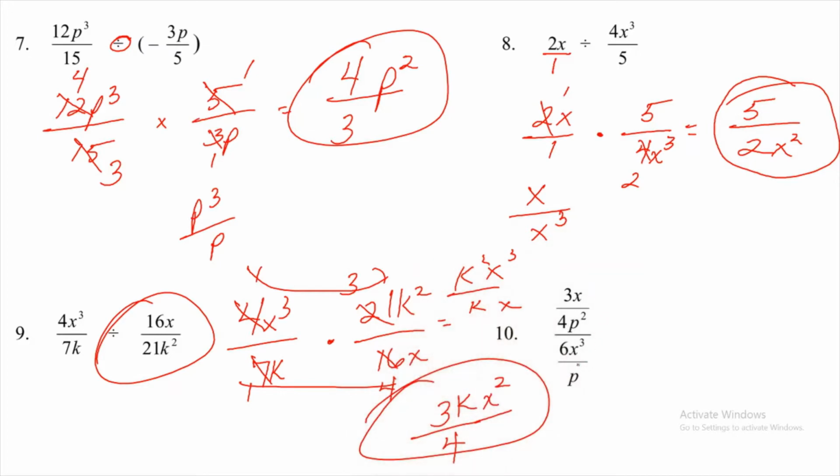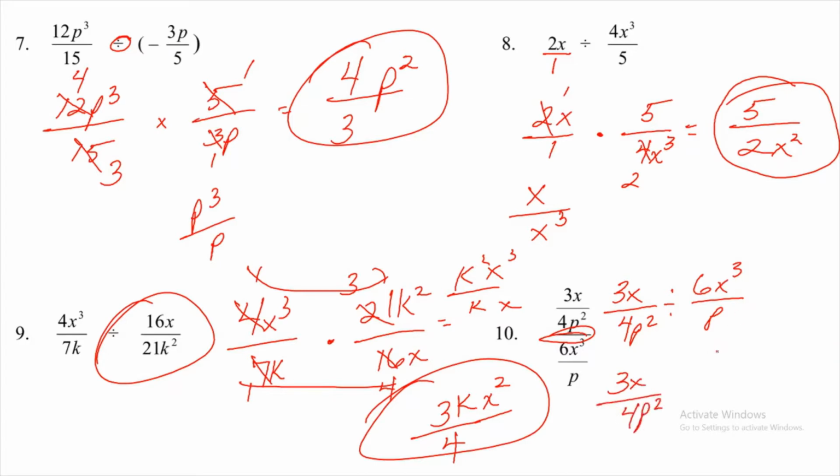And this could confuse people because this looks like one big crazy long fraction. But remember, this is 3x over 4p to the second divided by, that's what this is, right? Divided by 6x to the third over p. So when we see it like that, we say, oh, okay. It's 3x over 4p to the second.